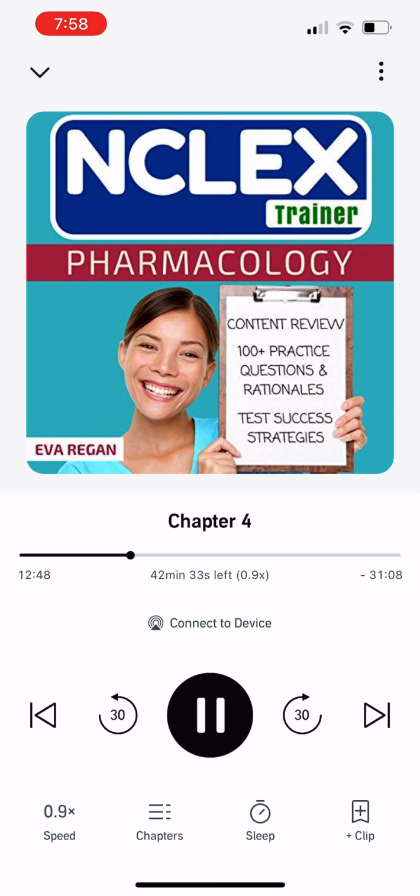Feverfew. Uses: to treat and prevent migraines, arthritis, and fever. Reactions: this herbal should not be taken in conjunction with aspirin, NSAIDs, Coumadin, thrombolytics, or antiplatelet medications. This is because it will prolong the bleeding time.